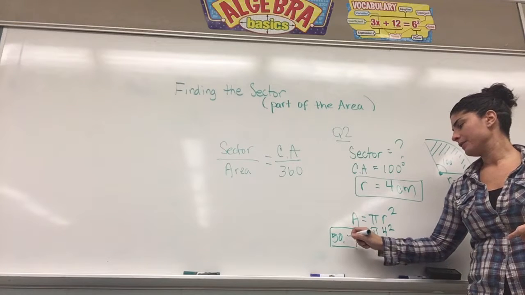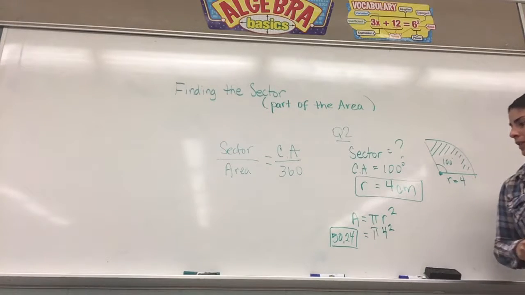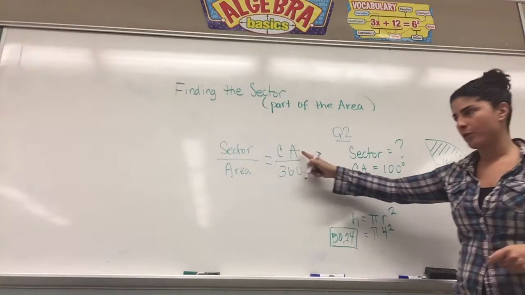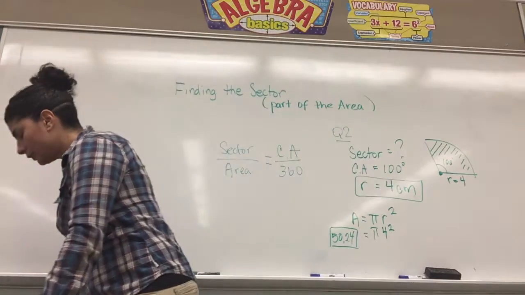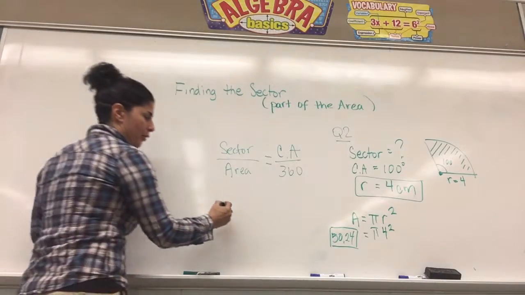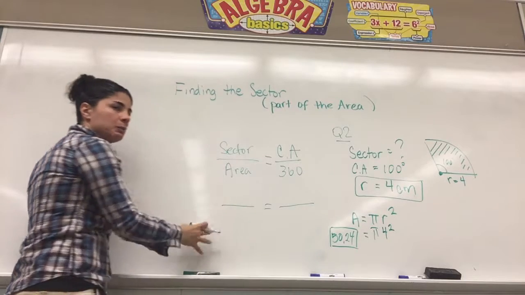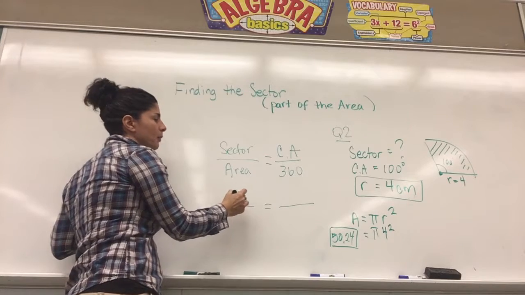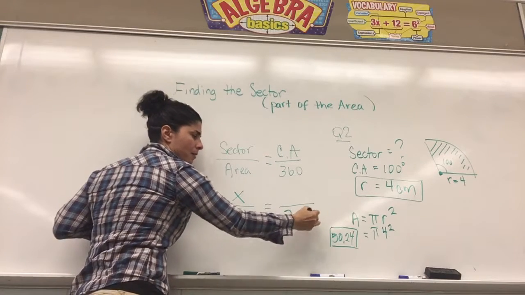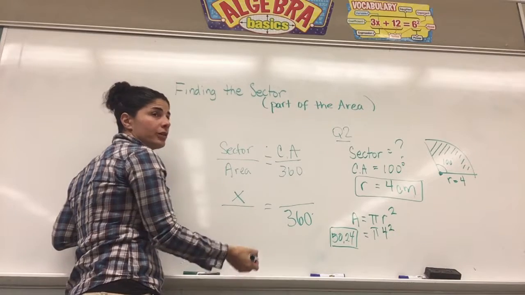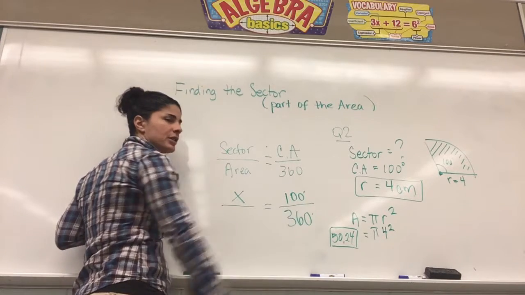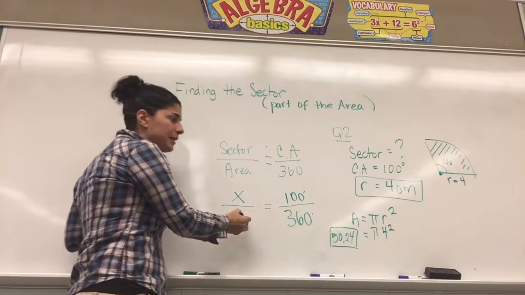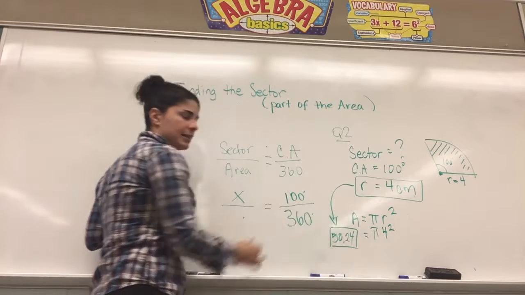50.24, yeah. And that's the area that I'm going to use to plug into my formula here. So as I go, I write out a more specific formula for this question. Sector, I still don't know. 360 is a given. Central angle, thank you very much, is right here. And the area was not given, but the radius helped me find it.